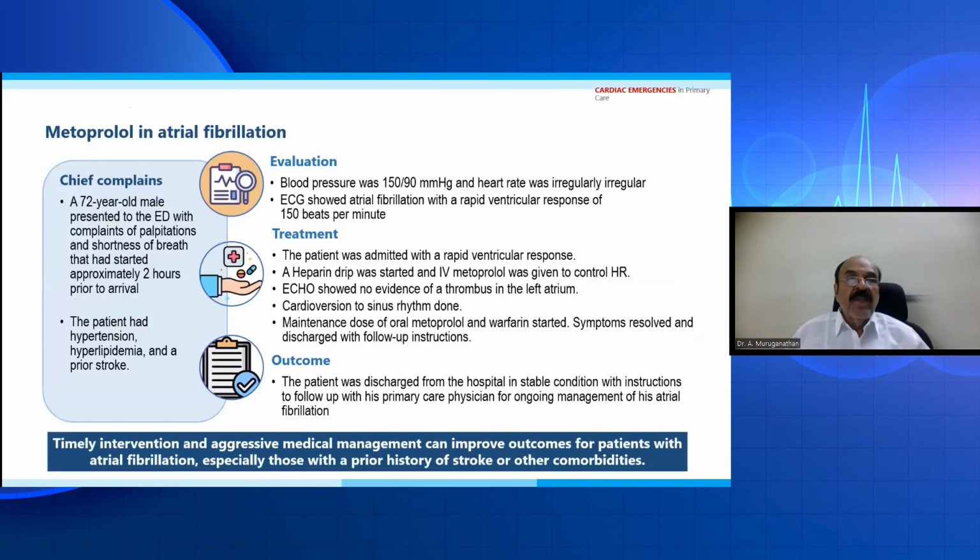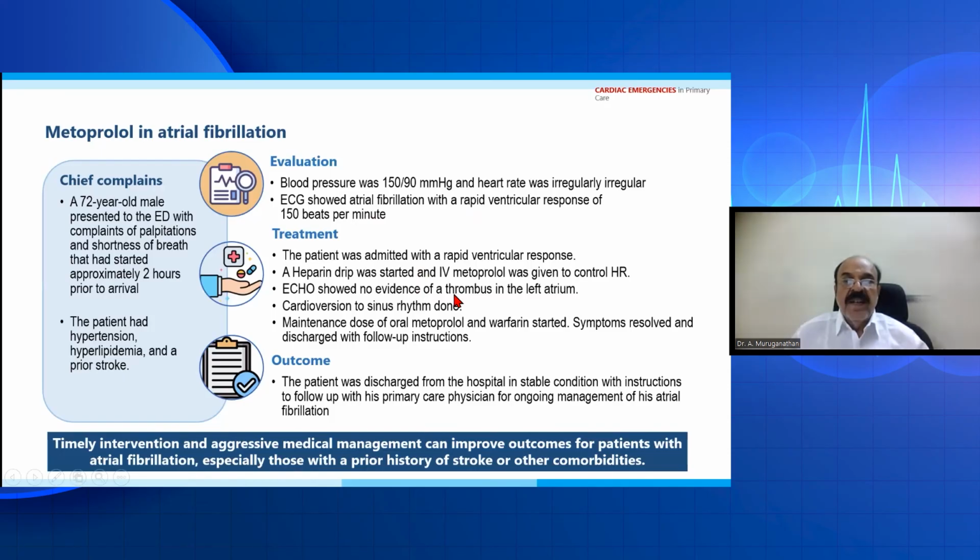Now metoprolol in atrial fibrillation. A 72-year-old male presented to the emergency department with complaints of palpitation and shortness of breath, which had started approximately 2 hours prior to arrival. The patient had hypertension, hyperlipidemia, and a prior stroke. On evaluation, BP was 150/90 and heart rate was irregular. ECG showed atrial fibrillation. He was admitted with rapid ventricular response, and a heparin drip was started.